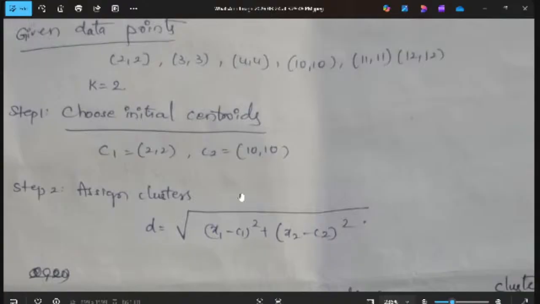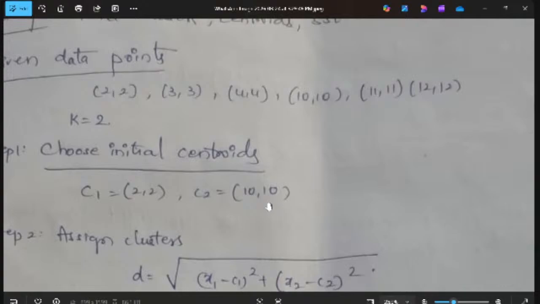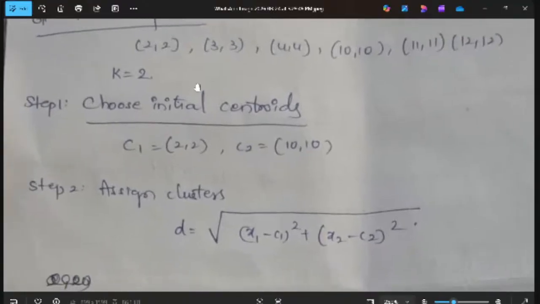Now look here. How many data points are given? 6. How many clusters do we have to make? 2 clusters. So we have to choose from the given data points 2 initial centroids. They are not final centroids, they are initial centroids. In step 1, I am choosing 2 initial centroids. One is the first, 2, 2. The other one is 10, 10. Write down this.